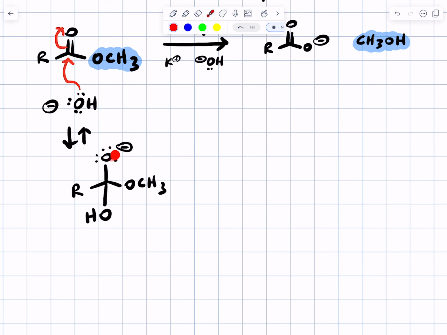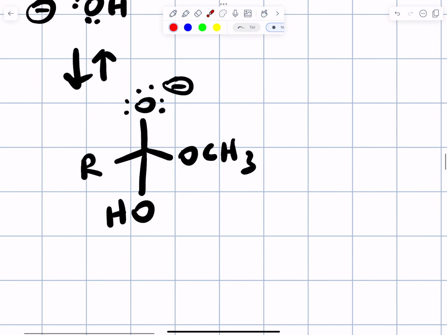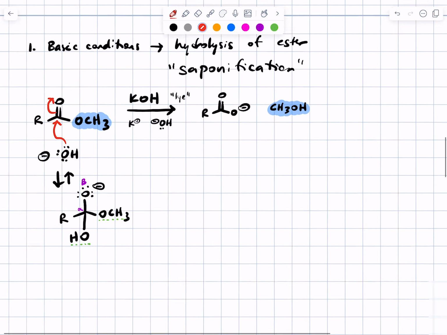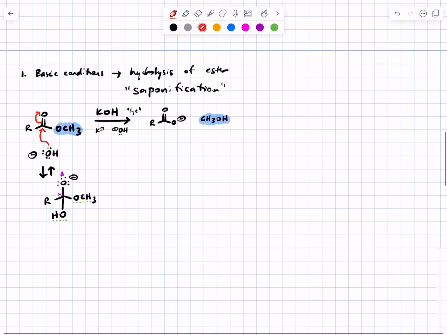Now, we're in a situation here where we have the tetrahedral intermediate. We'll call this the alpha position, because you've got two potential leaving groups, which I'll underline in green. And at the beta position, you have a negatively charged oxygen with a lone pair. What do we do here? We've talked about leaving groups.